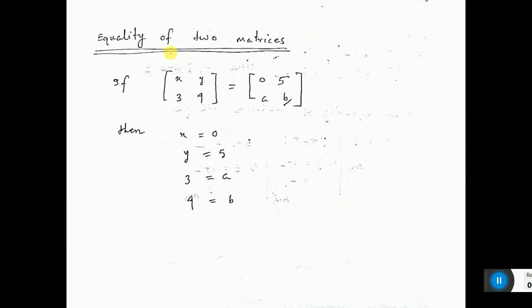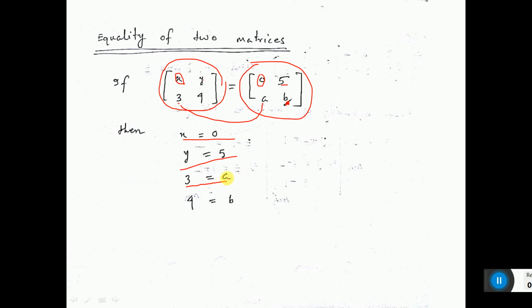Then equality of two matrices. I have written two matrices. Here is one matrix, here is another matrix. So x, y, 3, 4, and here 0, 5, A, B. This line I have not given, it has come by mistake. Now if you take the equality of matrices, then x corresponds to 0, so x equals 0, which I have written here. y equals 5. 3 equals A, corresponding element. 4 equals B. So corresponding elements are equal, and we have got the values of x, y, A and B.